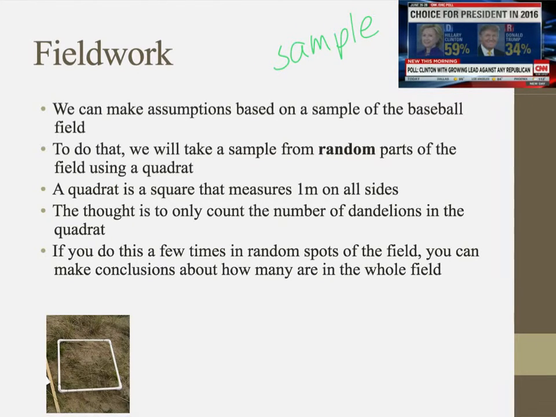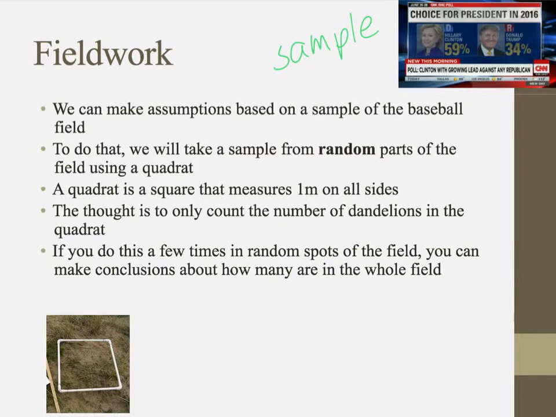Well, we're going to be taking samples from random parts using what we call a quadrat. Quad meaning 4. Here's a quadrat. It's got 4 sides, and each side measures 1 meter. So 1 meter, 1 meter, 1 meter, 1 meter. What you're going to do is lay this down a bunch of times in random spots on whatever you want to measure.